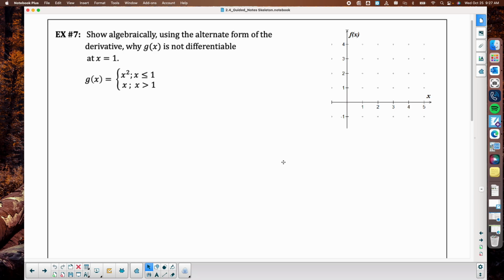So this one says, or at least yesterday, the one we ended with was we had a piecewise function. We had to figure out if there is any places that were not differentiable.